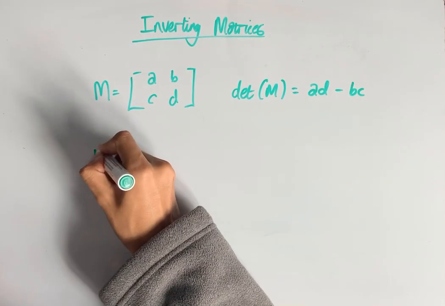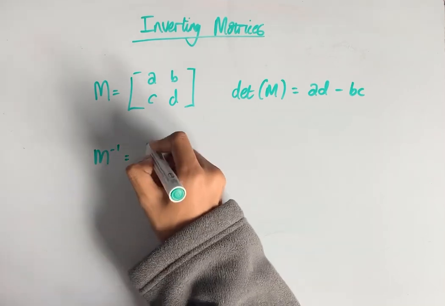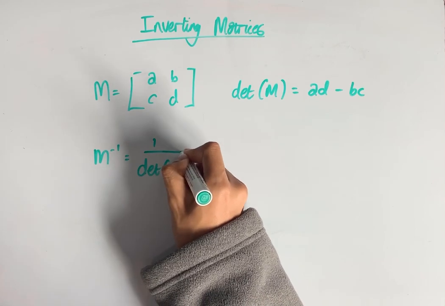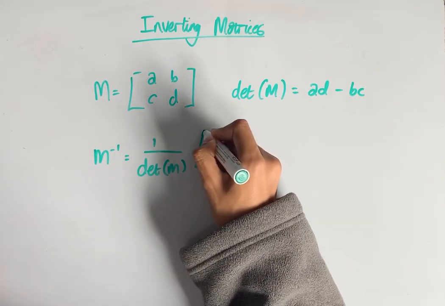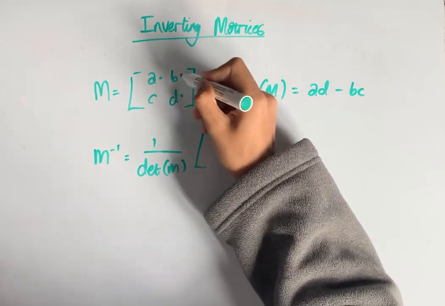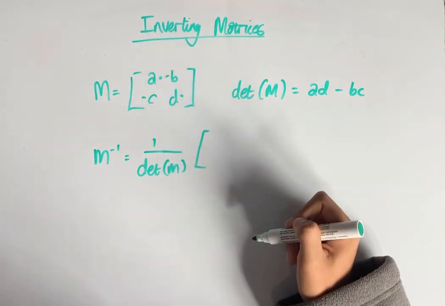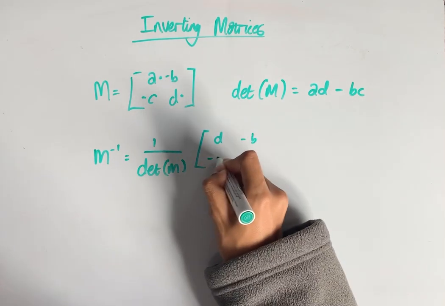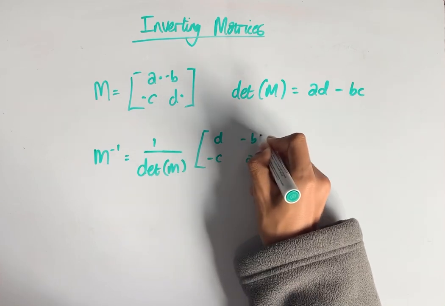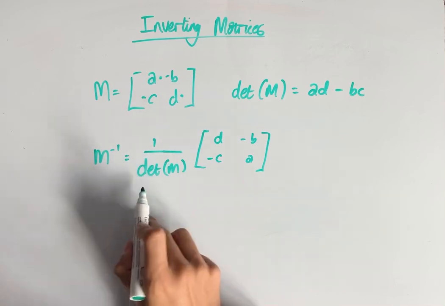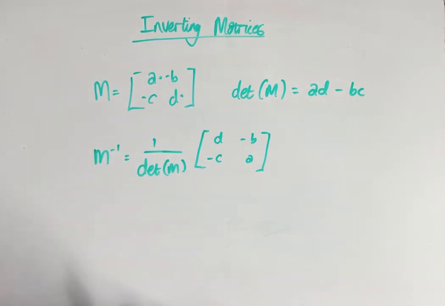To find the inverse, M minus 1, we perform the following: 1 over det M multiplied by a transposed matrix. So what we do is we swap these two and we make both of these negative. So we end up with D, minus B, minus C, and A. And now this is a matrix, this is a scalar, so we just multiply the scalar into each element in the matrix to find the inverse.